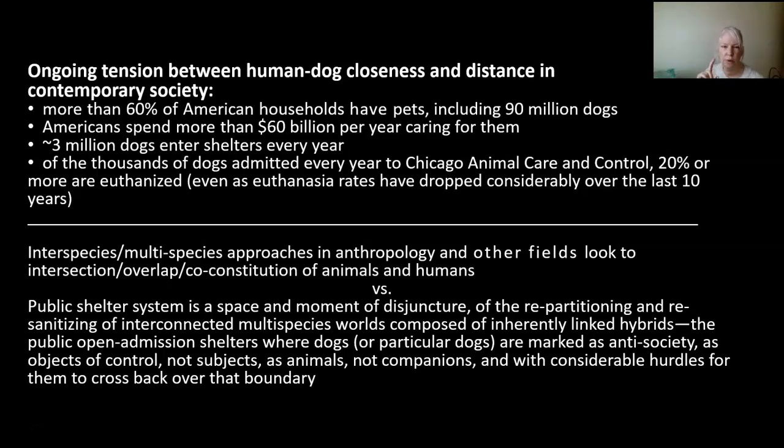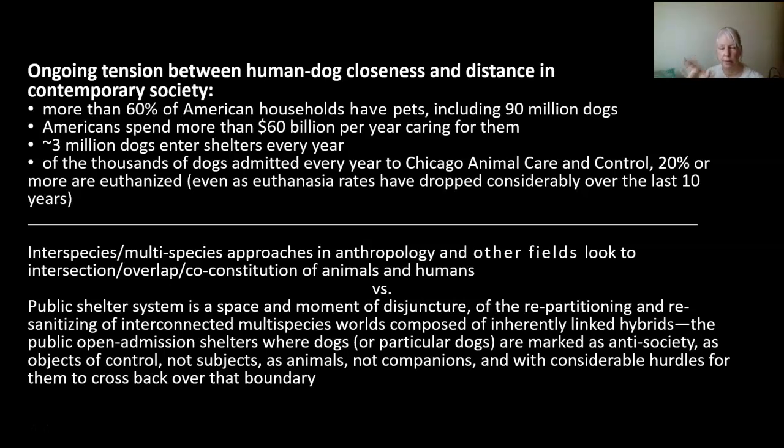The euthanasia numbers for animals in shelters have actually gone down significantly in the last 10 years for a host of reasons. So the numbers are actually much better than they used to be. It used to be the majority of animals that went into shelters were euthanized. And yet, even with these much better numbers, we still find, for example, in a city like Chicago, that of the thousands of dogs that go into the public dog pound, which is called Chicago Animal Care and Control, every year, at least 20% are euthanized.